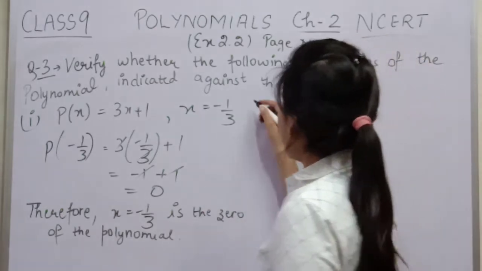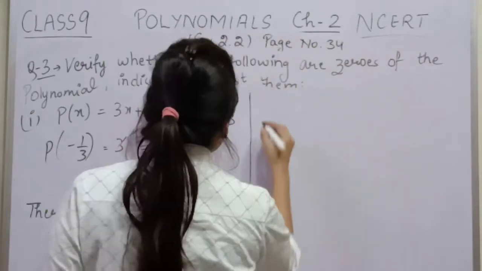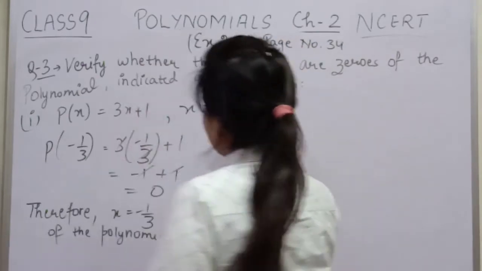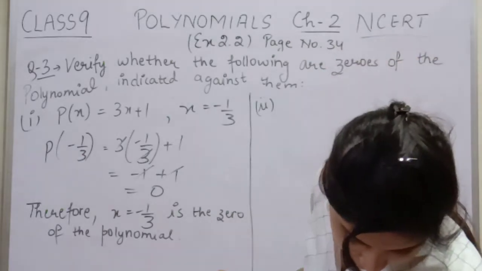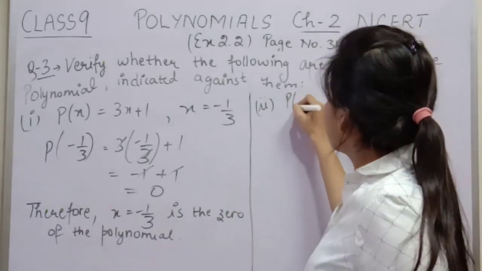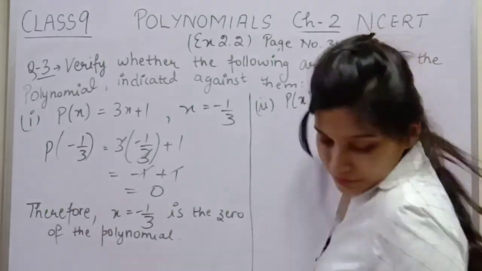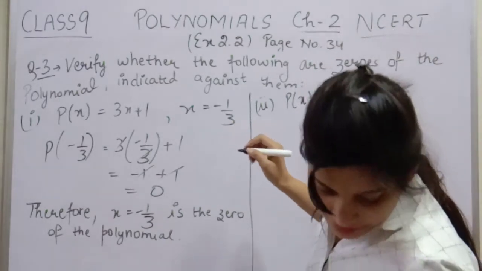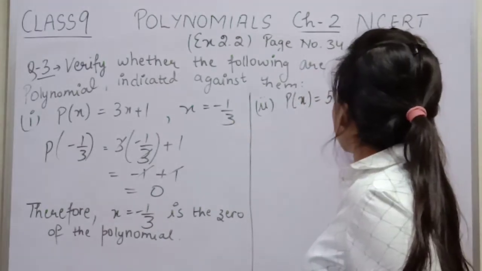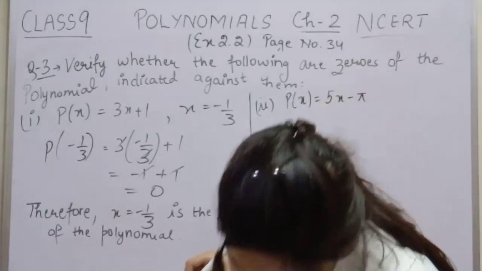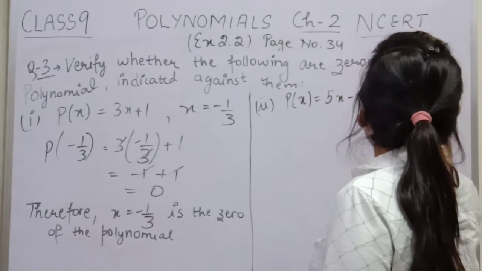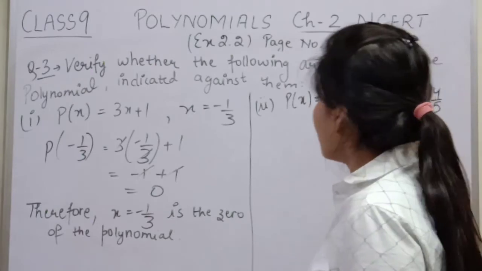Coming to the second part now. So the second part is p(x) equals 5x minus pi, and x is 4/5. So this is the indicated value of x.